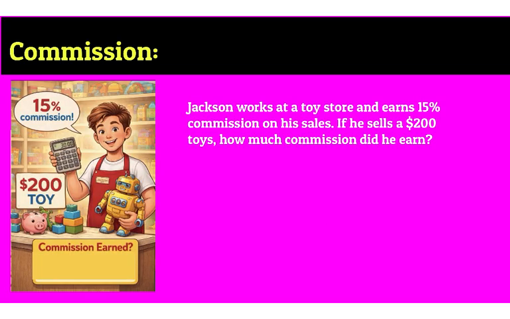What about commission? What if you made 15% commission on every sale you made? In this case, Jackson sold $200 worth of toys, and he makes 15% off that. And that's just another way of saying take a percent of a number and find the commission. So you take 15% and you multiply it times $200. Of course, you got to convert the 15% to 0.15 and then multiply it by 200. And in the end, Jackson's going to make $30.